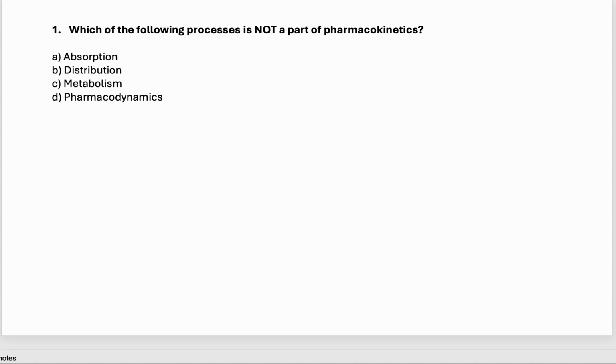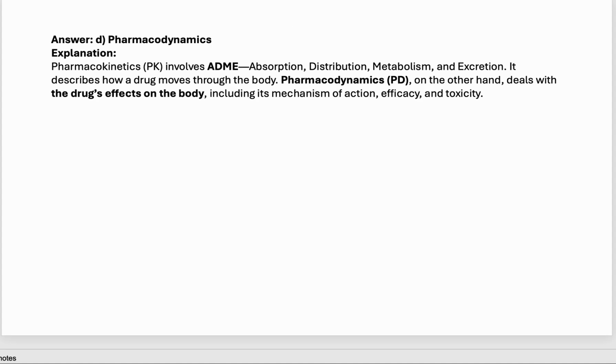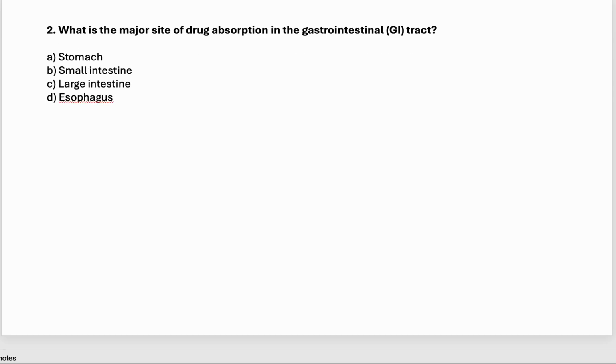Yeah, perfect. That's the correct answer, pharmacodynamics. Pharmacokinetics involves ADME, that's absorption, distribution, metabolism, and excretion. It describes how a drug moves in the body. Pharmacodynamics, whereas, deals with the drug's effect on the body, and it includes its mechanism of action, efficacy, and toxicity. So pharmacodynamics is not a part of pharmacokinetics. Very good. The next question is, what is the major site of drug absorption in the GI tract?